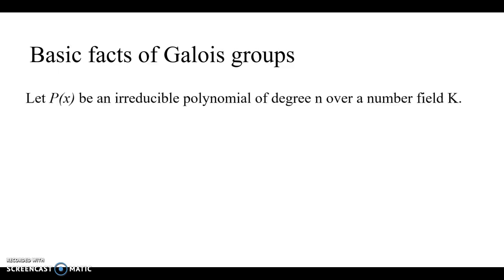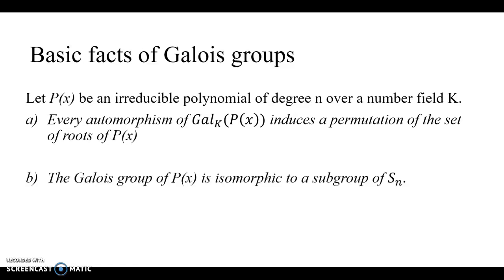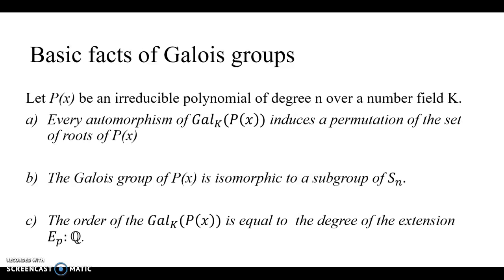So let's jump into some of the basic facts that you're going to have with a Galois group. So let P of x be an irreducible polynomial of degree n over a number field K. Again, I really want to emphasize irreducible polynomial is an important part. So then every automorphism of a Galois group over K of P of x induces a permutation of the set of roots of P of x. Now, also, what we would have is the Galois group is isomorphic to the subgroup of the symmetric group of n elements, Sn. And last thing is that the order of the Galois group is equal to the degree of the extension field P of x over the rational numbers.